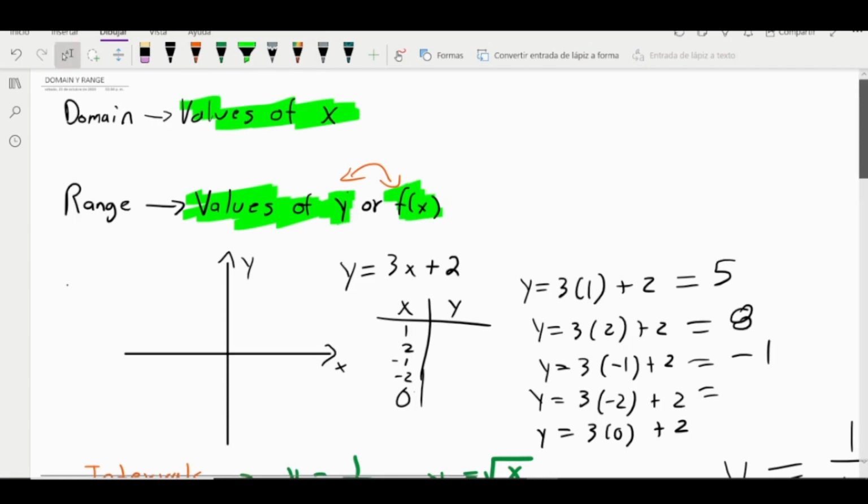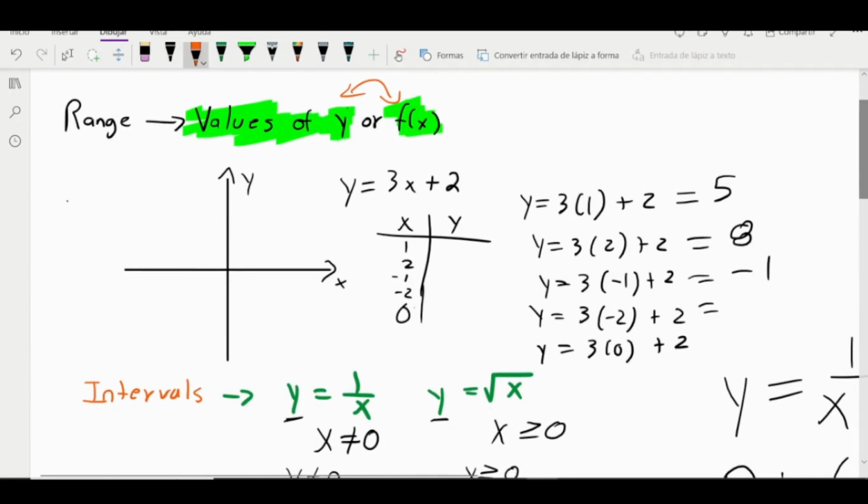How does this work? For example, imagine that we have the equation y = 3x + 2. Here we need to check what values we can use with x. We see that we have 3x + 2 and we don't have any restriction. We're going to check restrictions in a moment, but in this equation we don't have any restriction about x. We can use all the values from minus infinity to positive infinity, so we can use any value.